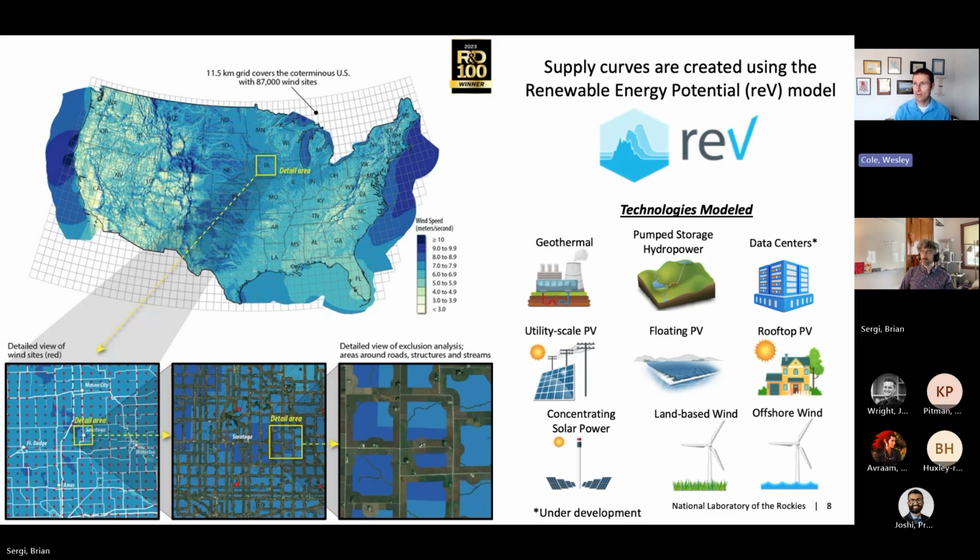You can see it's the REV renewable energy potential model. It has traditionally been developed as a renewable energy model, but expanding into other things, data centers being one of them that's active development. And then moving also into other technologies as well. So go ahead and go to the next slide.